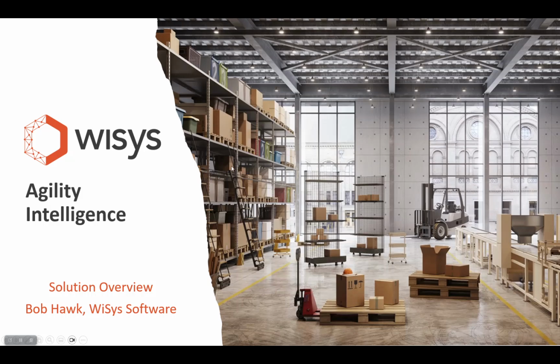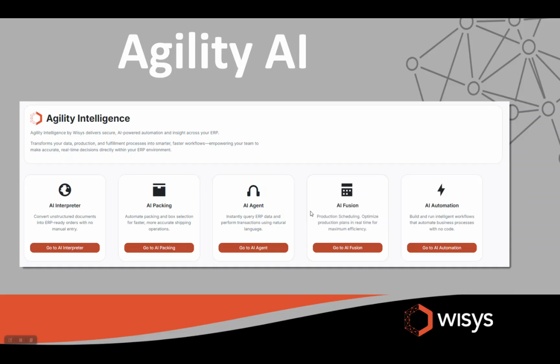We're going to take a look at the Agility Intelligence Suite. The Agility Intelligence Suite is made up of these 5 applications. The interpreter, which takes unstructured documents and brings them into Macola to create maybe sales orders or purchase orders automatically. And many other types of transactions can be created also.